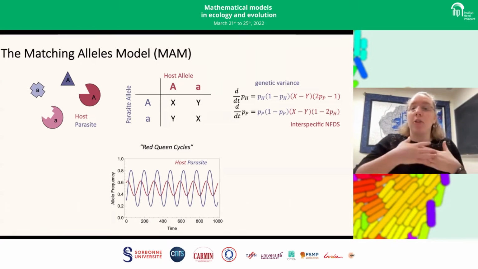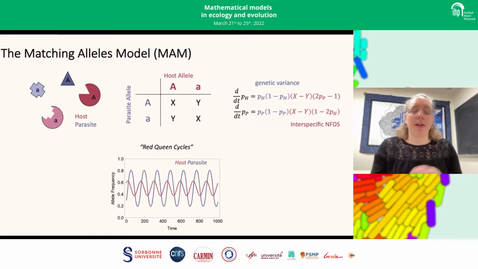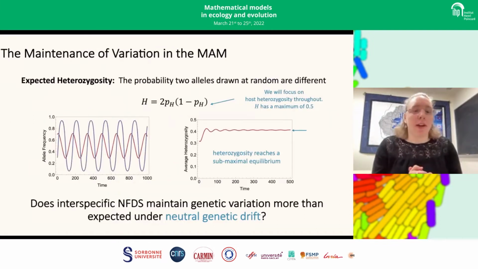If I were to numerically integrate these differential equations, what I would observe is fluctuations in the host and parasite allele frequency through time. And these are neutrally stable cycles, so they will neither cycle out or in. They will stay exactly where they are into infinitum. All right. So right away, we can notice that there is a problem here.